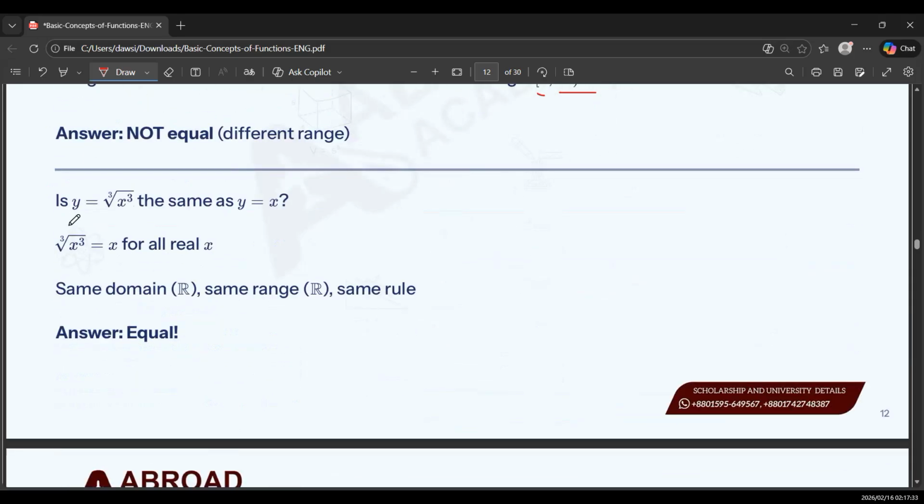Next, is y = x³ the same as y = x? Is this correct? Is this equal? For all real numbers x, the domain is R, the range is R, and the rule is the same, so it's equal.